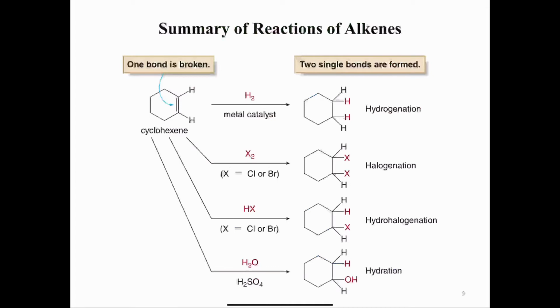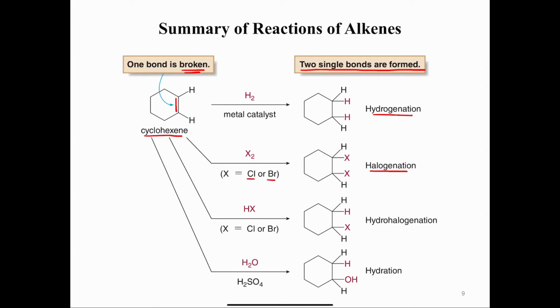This slide just shows a quick summary of what we've just looked at. So if we take an alkene like cyclohexene, what's happening or what's in common with all of these addition reactions? In all of them, we end up breaking the pi bond. It gets broken, and then we form two new single bonds. Whether we're doing hydrogenation, we form two new single bonds to hydrogen. If we're doing halogenation, we form two new single bonds to halogens, and those halogens could be chlorine or bromine, not fluorine or iodine.